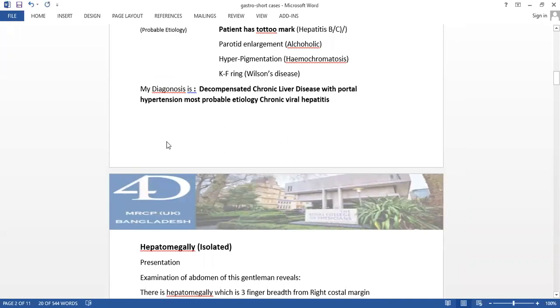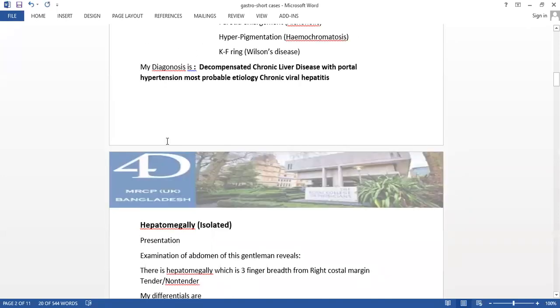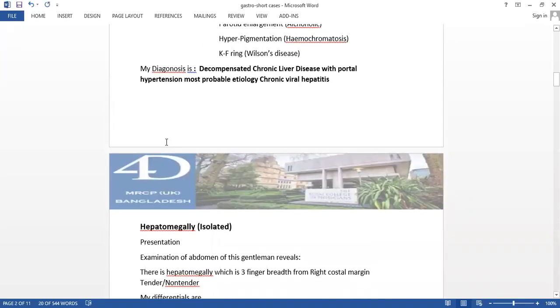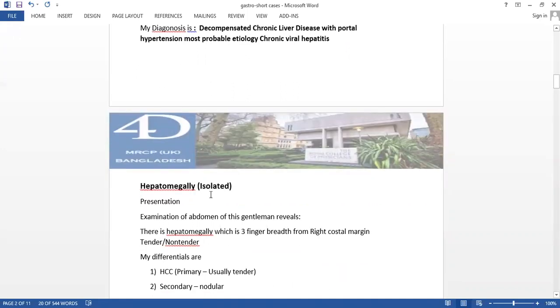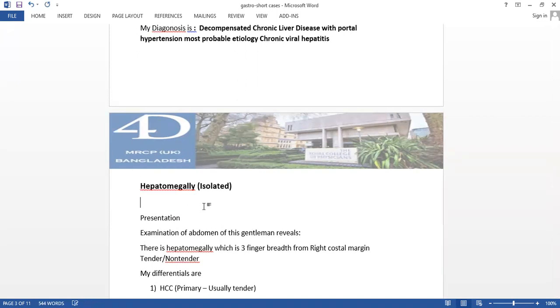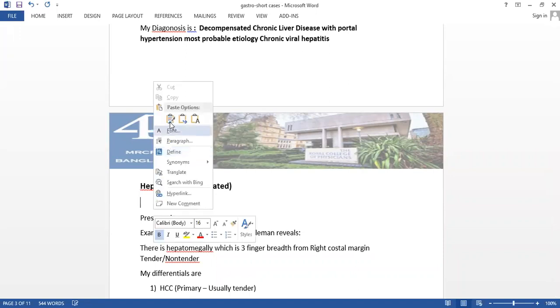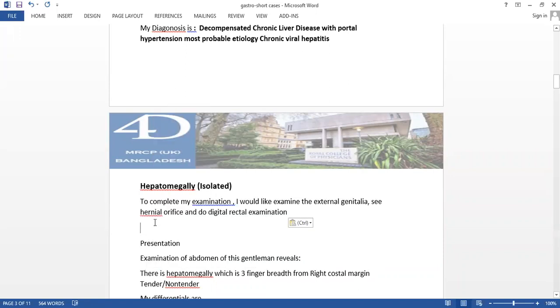But are you saying that it is chronic liver disease or acute liver disease? Acute. But in case of acute, the patient should have jaundice, right? First of all, that, and it should be tender. You need to tell about this. So suppose this patient is non-tender and doesn't have any jaundice. So what might be the cause?